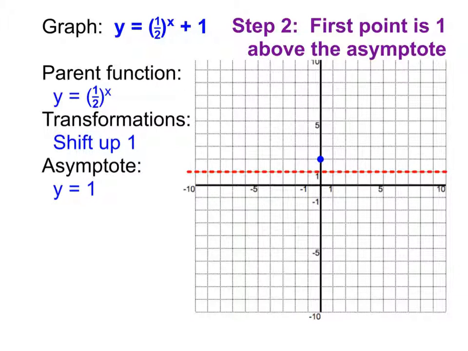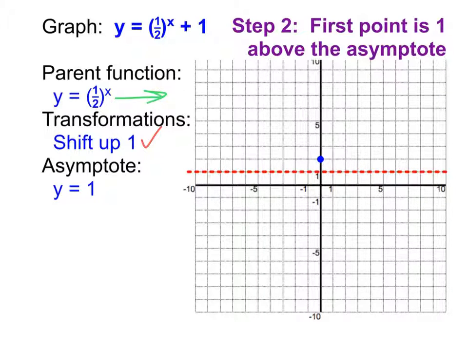All right, now once we plotted that first point, the great part is that I have now used all the transformations. I don't need to worry about those anymore. So I can kind of mentally check those off. All I now need to know is that my parent function is 1/2 to the power of x. What that means is that as I go to the right, I'm multiplying all my heights by 1/2.